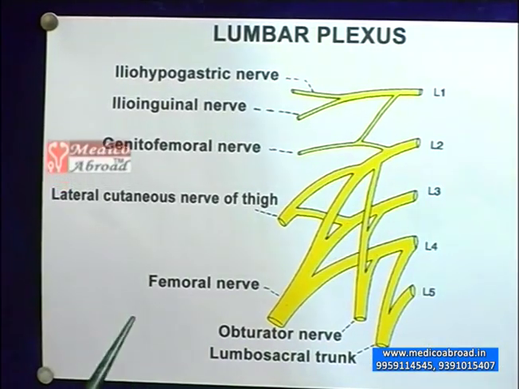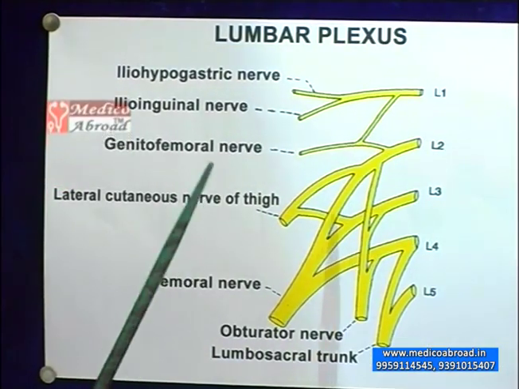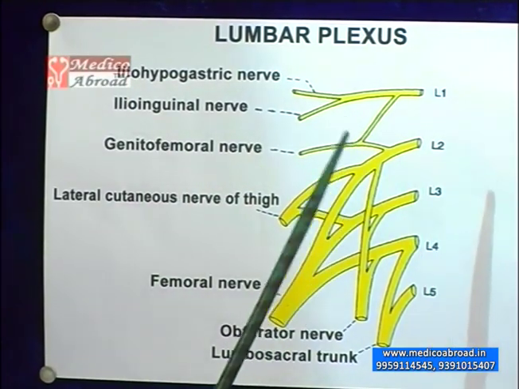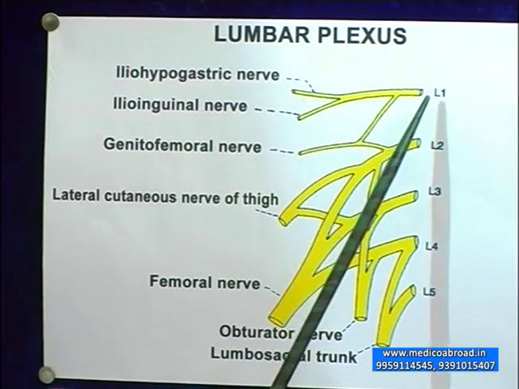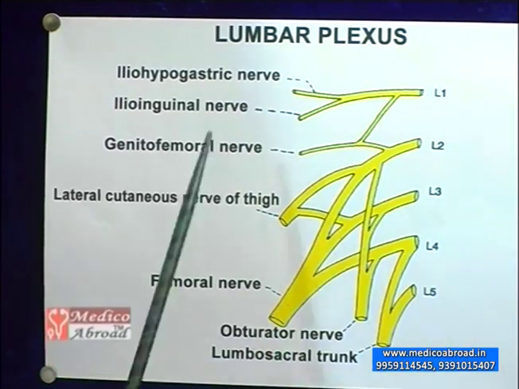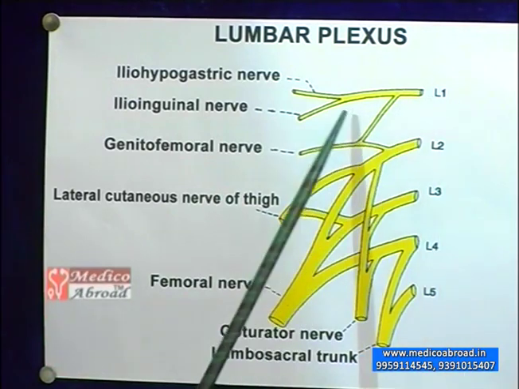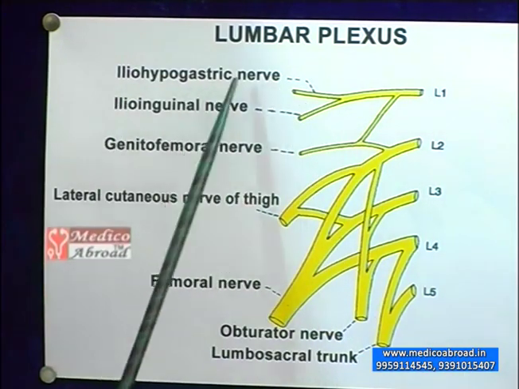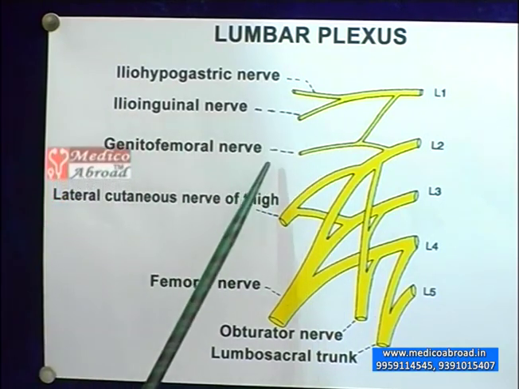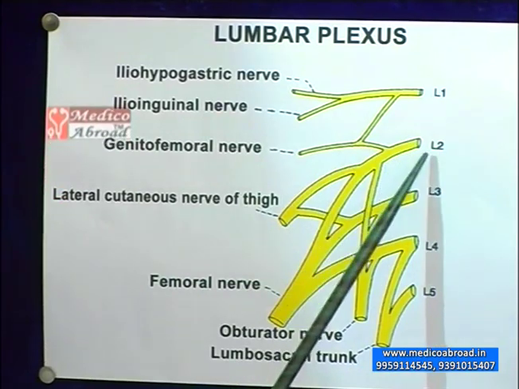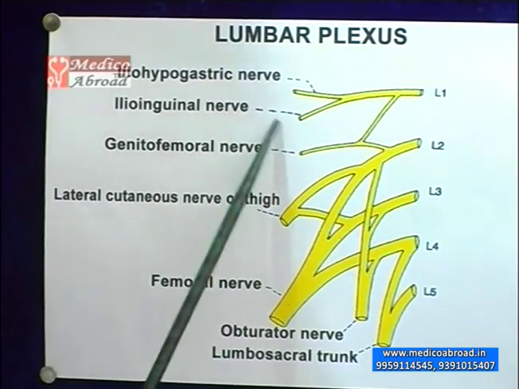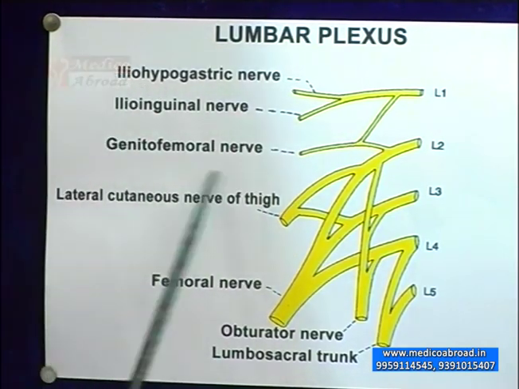This is the picture that shows you the formation of the lumbar plexus and the branches which come off from the lumbar plexus. The lumbar plexus is formed by the ventral rami between L1 to L5 spinal segments. From L1, the terminal branches are the ilio-hypogastric nerve and the ilioinguinal nerve. Only the ilioinguinal nerve is seen in the thigh. L1 and L2 join to form the genitofemoral nerve. These two nerves, the ilioinguinal nerve and the genitofemoral nerve, are both seen in the superficial fascia of the thigh.